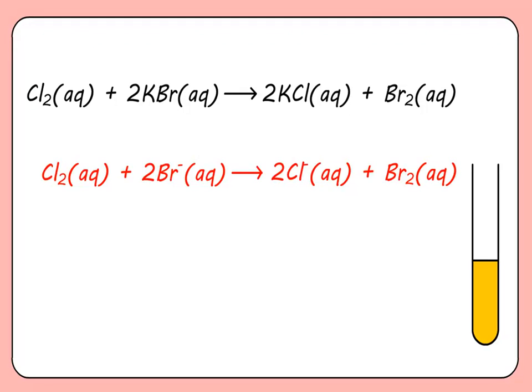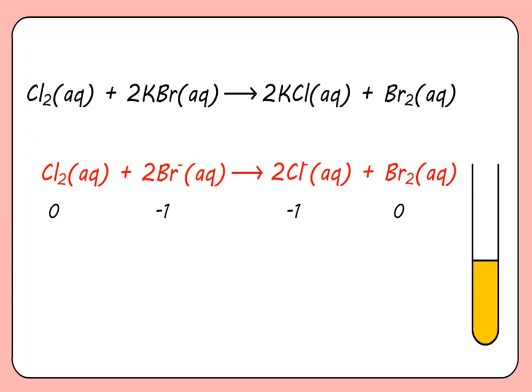If we assign oxidation numbers to this reaction, we can work out what has been oxidized and what has been reduced. Chlorine, being an element, has an oxidation number of 0 initially. The oxidation number of the bromide ion will be the same as its charge, that is, -1. When they have reacted, the chloride ion has an oxidation number of -1, and the bromine, being an element, has an oxidation number of 0.